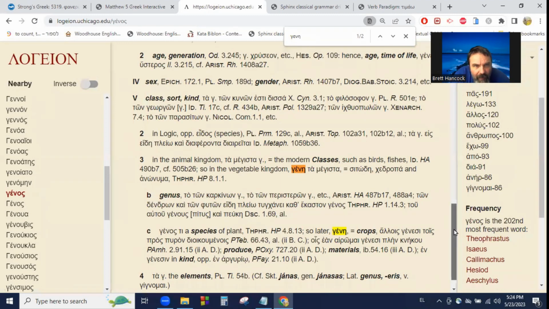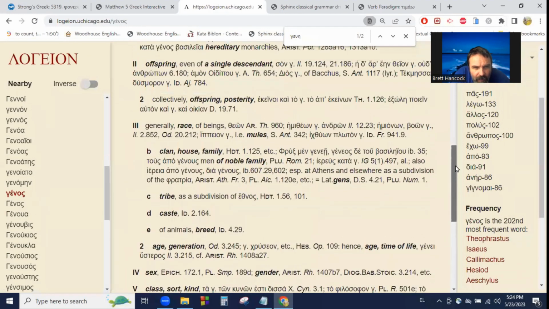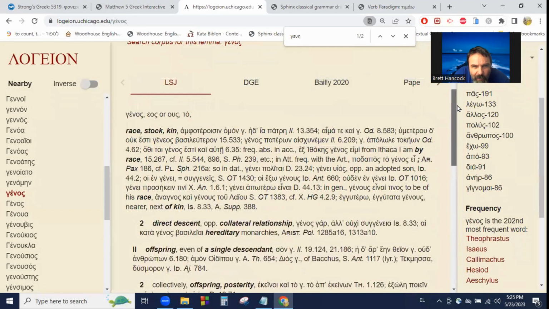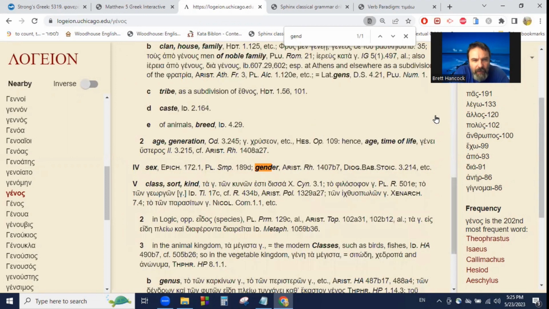And let's see, you've got a lot of different meanings: generation, class, sort. Something there should say what it means for grammar. Let me put it in English. Grammar? No? Gender. Yeah, there you go, gender. So I guess not in a grammatical sense, but yeah.